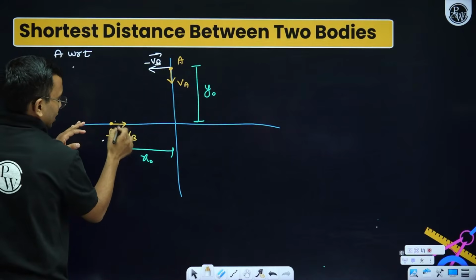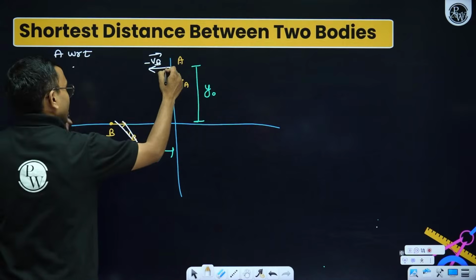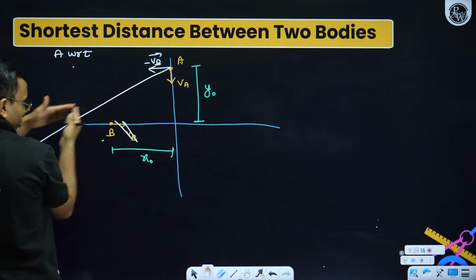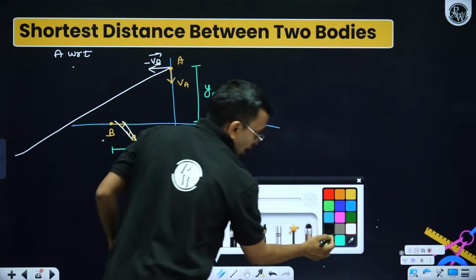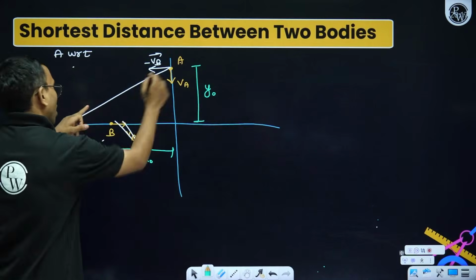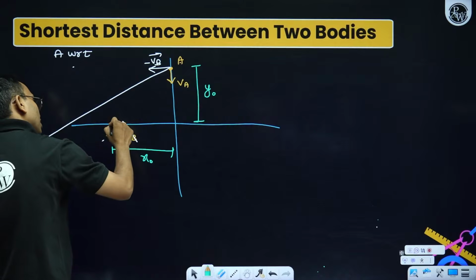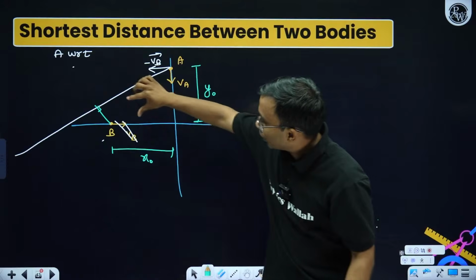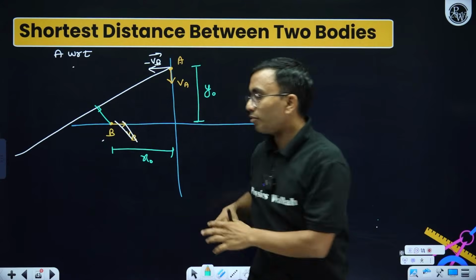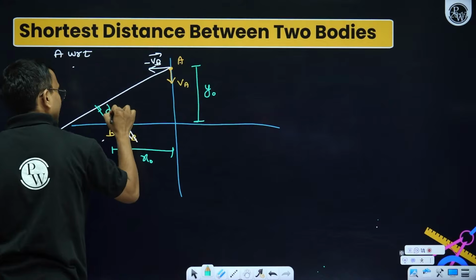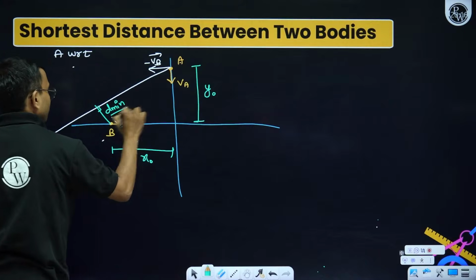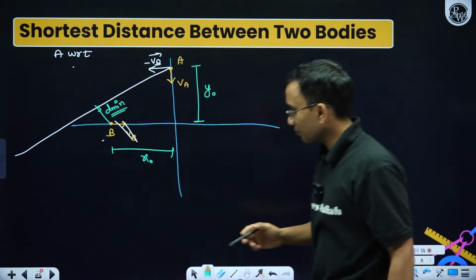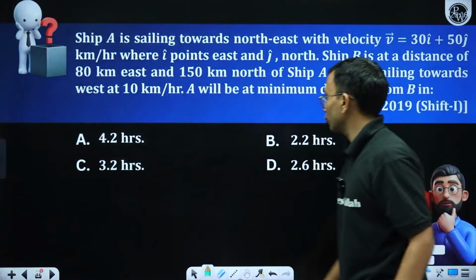Now you are sitting on B. So, A will move somewhat like this in this direction. Resultant of these two will be like this. When the shortest distance happens, the shortest distance of this path of A from B will be this perpendicular distance. So, you just have to find this perpendicular distance, that will be the shortest distance. D minimum. This is what we need. This is what we are interested in. Okay. Let us do this question.